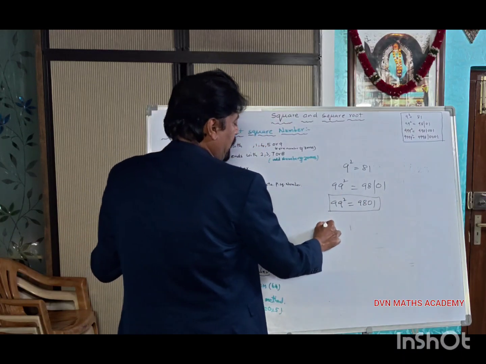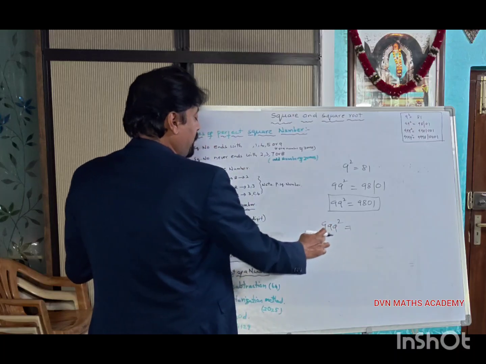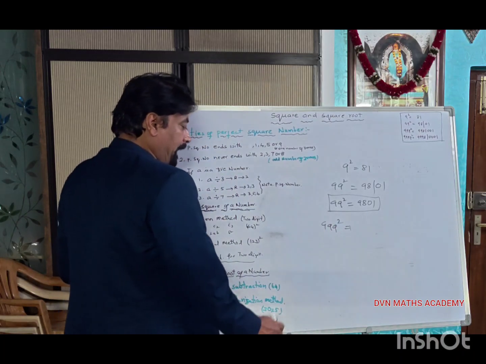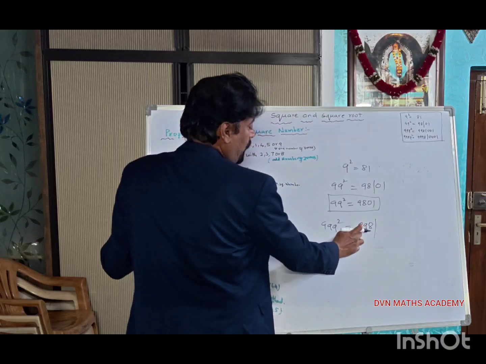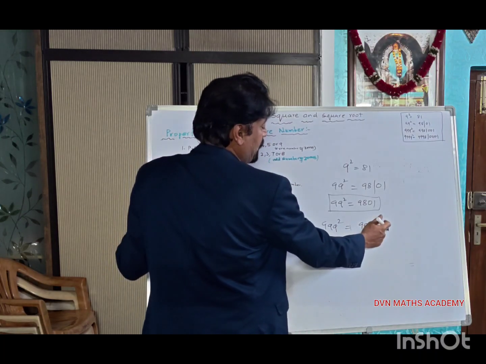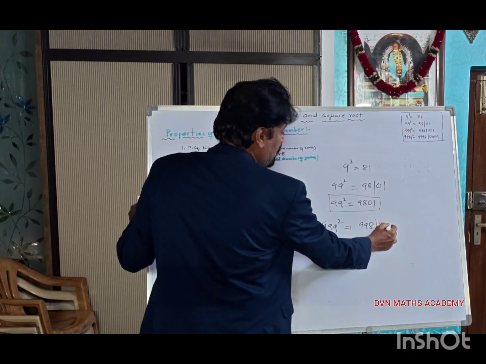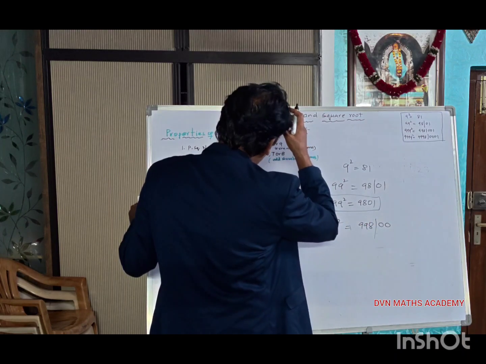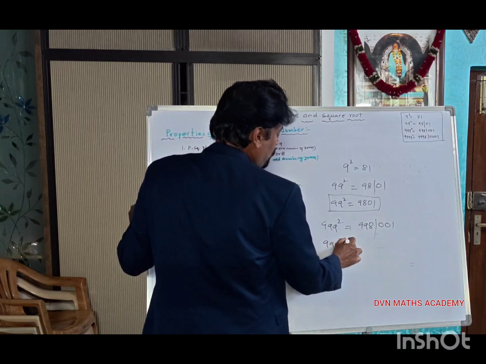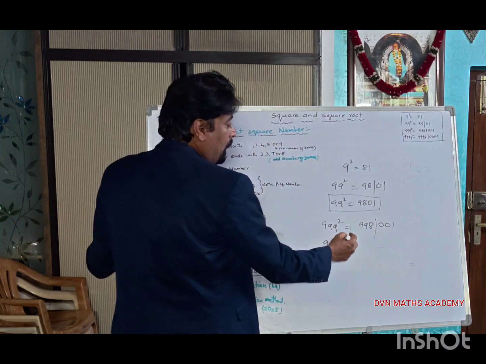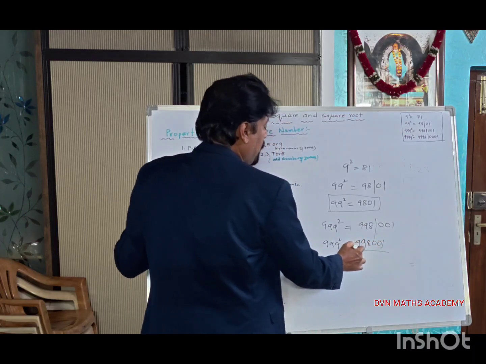If I take 999 whole square, you subtract 1 from 999, this becomes 998, and you make a bar. What digit do I add to 9 to make it 9? 0. What digit do I add to 9 to make it 9? 0. And what digit do I add to 8 to make it 9? That is 1. So 999 whole square is equal to 998001. This is the answer.